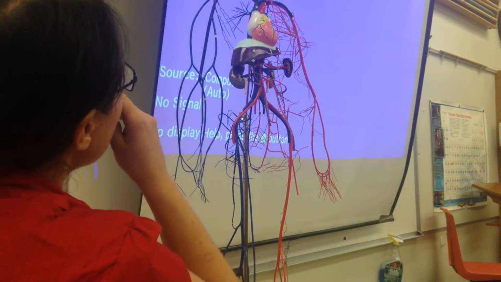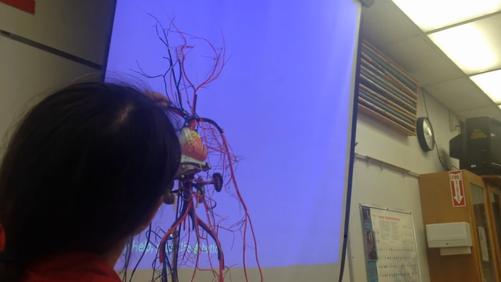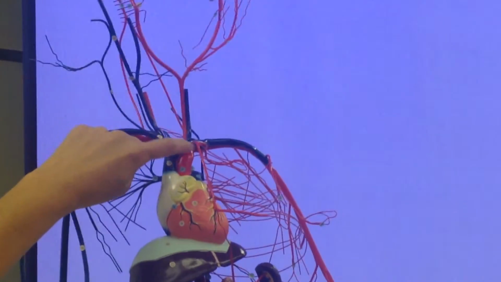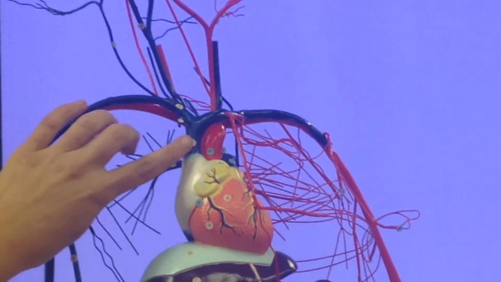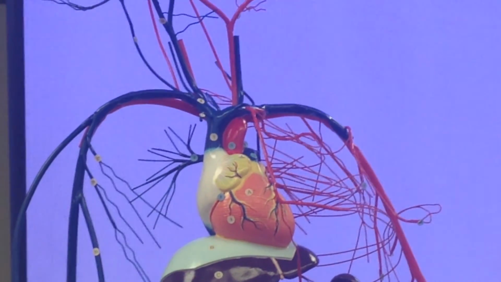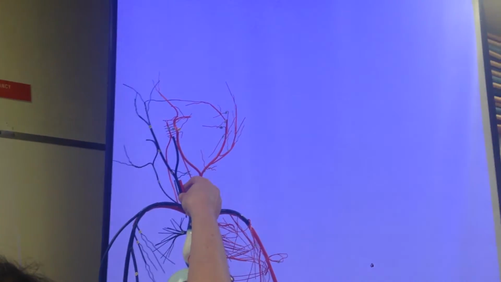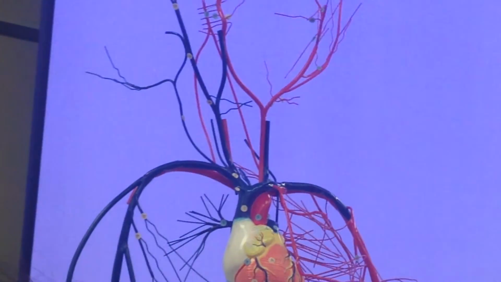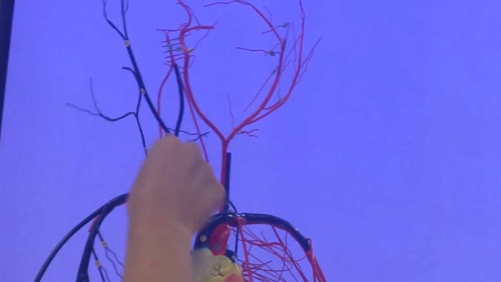Some other important bit right here. So right here, the two brachiocephalic veins come together and they join to become the superior vena cava here. And some other important ones that you have here, you're going to have the internal and the external jugular here. This is the vertebral vein right here.